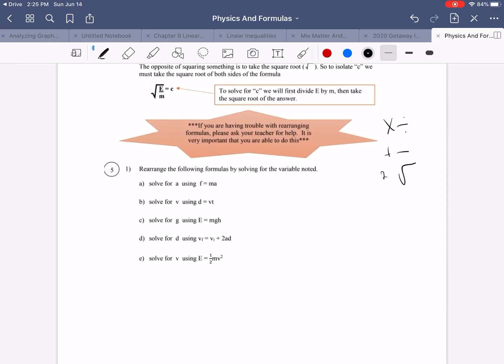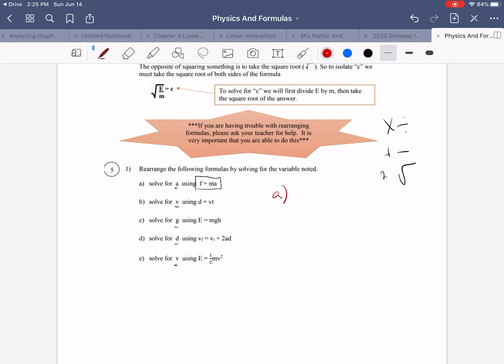So if you want to give this a try and pause the video, you can go ahead and do these, solve and rearrange these formulas. So solve for A using this formula right here, force equals mass times acceleration. So you're just solving for these letters that they've said here. And so if you want to try those on your paper, you can go ahead and pause it, and I'm just going to keep walking through to show you how to do it.